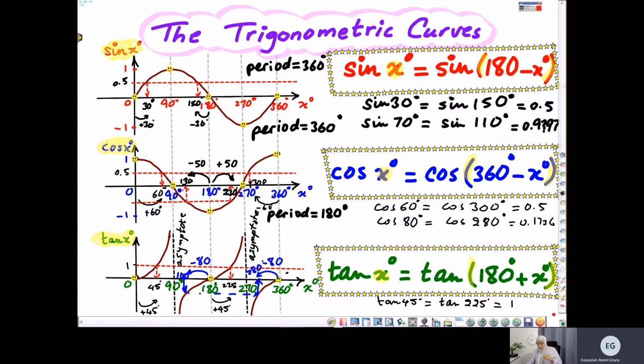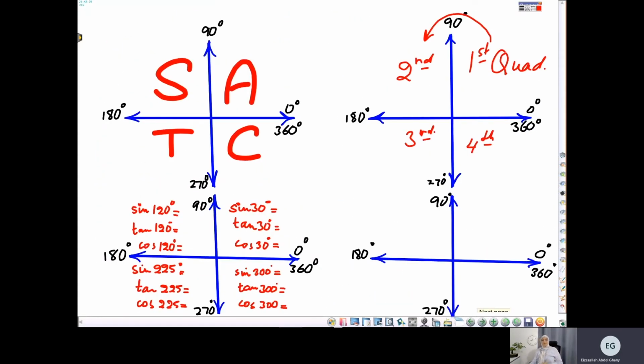How to know them? I need to consolidate this idea through explaining the four quadrants. The first quadrant is for acute angles, the second quadrant for obtuse angles, the third for angles between 180 and 270, which is reflex, and the fourth between 270 and 360, which is also reflex. What are these letters? A, S, T, C. I think you understand. S means sine. Yes, correct. T is tan, and C is for cosine. What about A? A is for all.